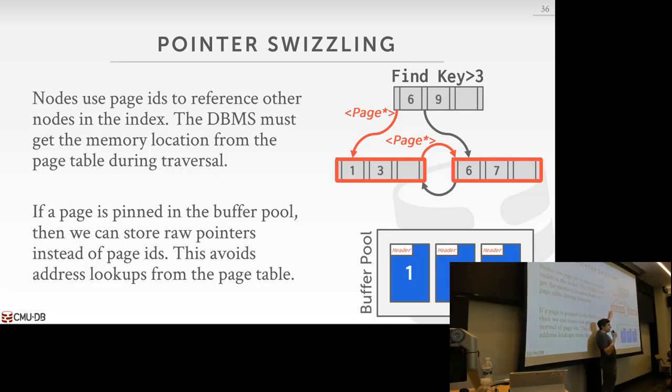Of course, now I got to make sure that if I evict this thing and I write it out to disk, I don't store the page pointer, because when it comes back in, that's going to be completely different. So you don't blow away the page ID entirely.